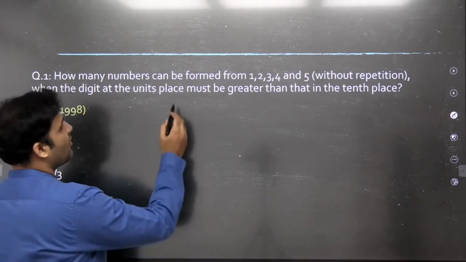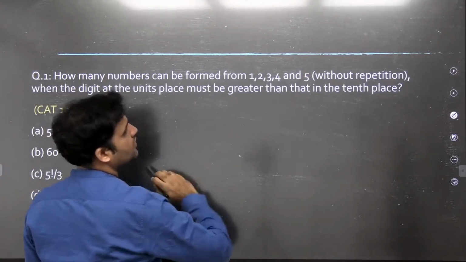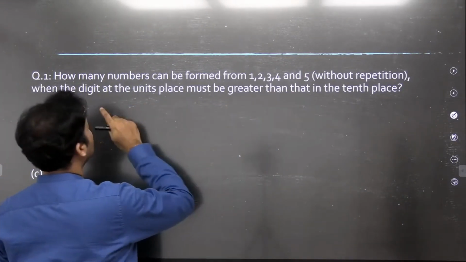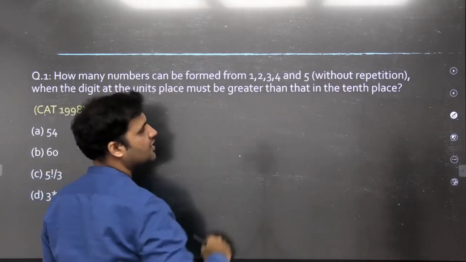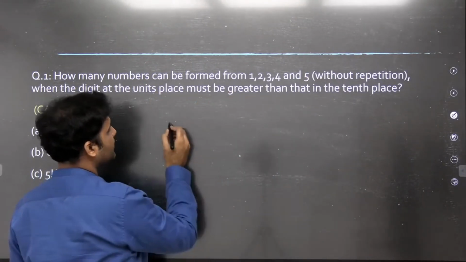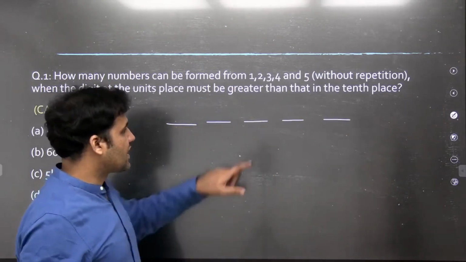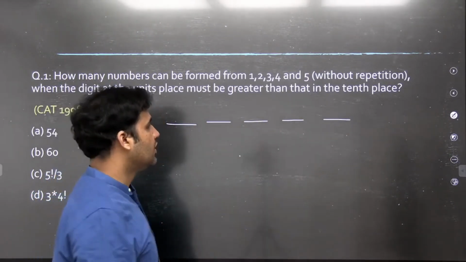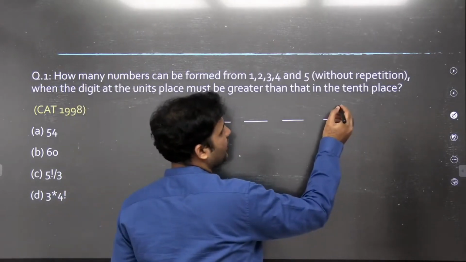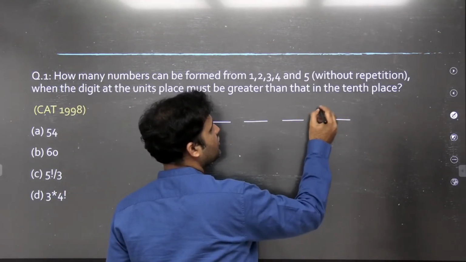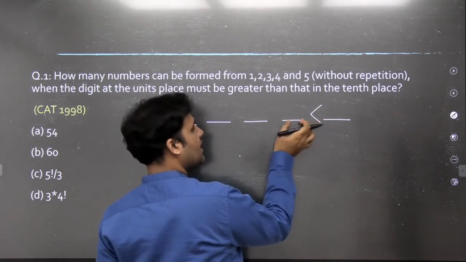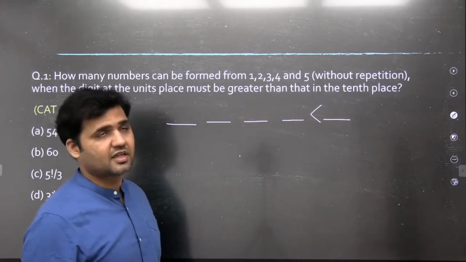The question says: how many numbers can be formed from 1, 2, 3, 4 and 5 without repetition when the digit at the unit place must be greater than that in the 10th place? So we have to make a number where the condition that we are supposed to follow is that the digit placed at the unit place must be greater than the digit placed at the 10th place.